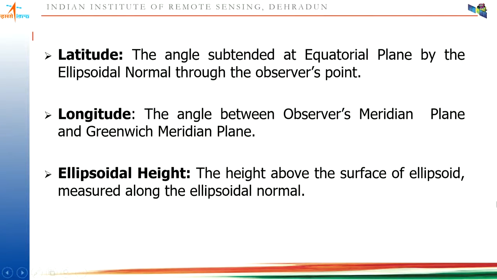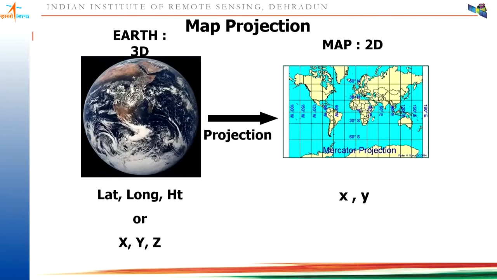The latitude is the angle subtended at the equatorial plane by the ellipsoidal normal through the observer's point. Longitude is the angle between the observer's meridian plane and the Greenwich meridian plane. Ellipsoidal height is the height above the surface of the ellipsoid, measured along the ellipsoidal normal. This is basically what we are defining.